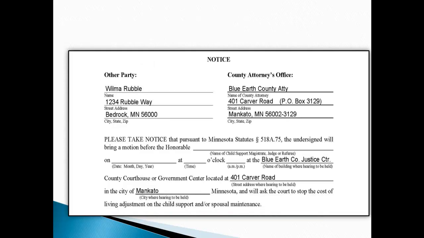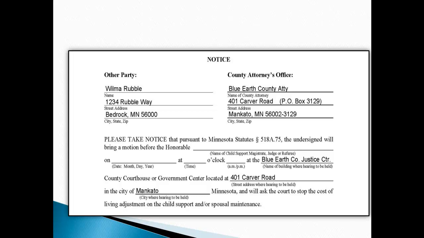The next section of the motion is the notice to interested persons. The first space is for information about the other party. You will have to write in his or her full name and address. The second space is for the county attorney's address. You do not need to write the actual name of the county attorney.